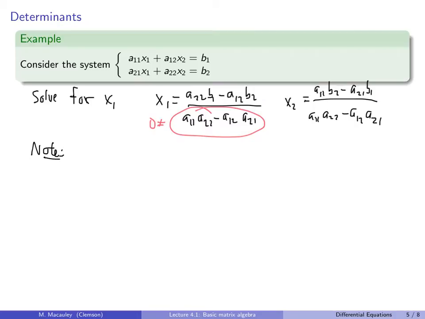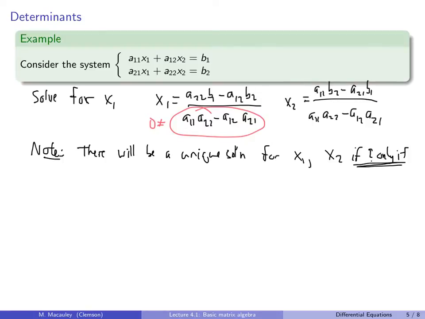Note there will be a unique solution, namely the solution I just wrote above for x1 and x2, if and only if, so that means this is a necessary and sufficient condition, a11 a22 minus a12 a21 is not equal to 0. So this quantity, let's write a definition.